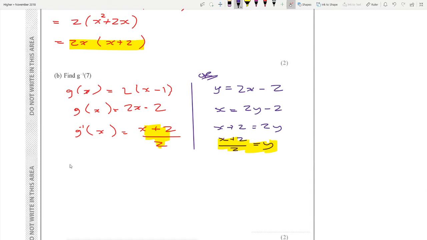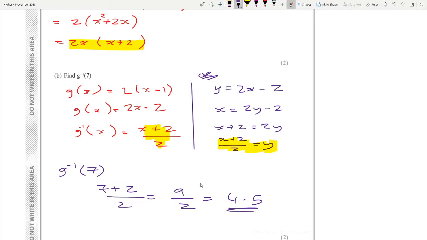So when x equals 7, just substitute now. When x is 7, we're just going to substitute that into that expression there. So when x is 7, you're going to get 7 add 2 divided by 2, which is 9 divided by 2, which is 4.5. That's your answer. So find the inverse of the function g when x is 7. The answer is 4.5.